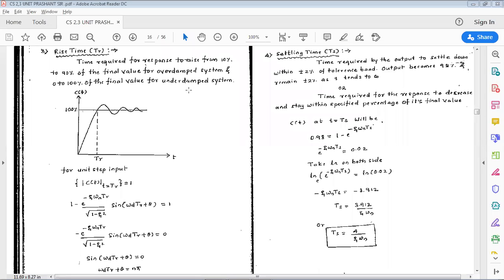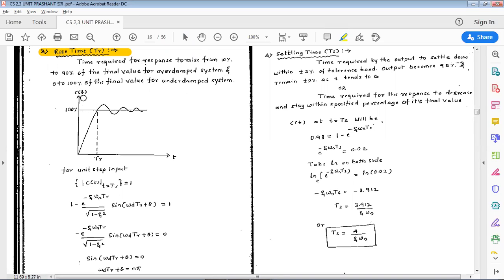Hello students, today let's start with the derivations of time domain specifications. So we'll start with the rise time. The notation is tr. It is defined as the time required for a system response to rise from 10% to 90% of its final value for an overdamped system, and 0% to 100% of the final value for an underdamped system.